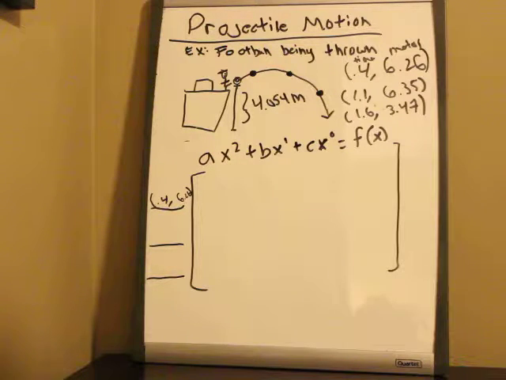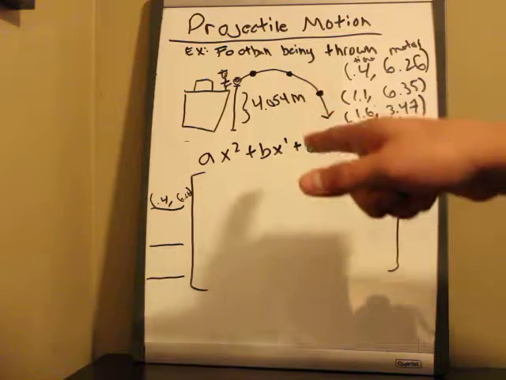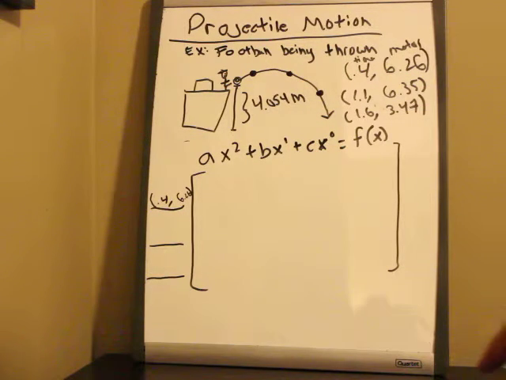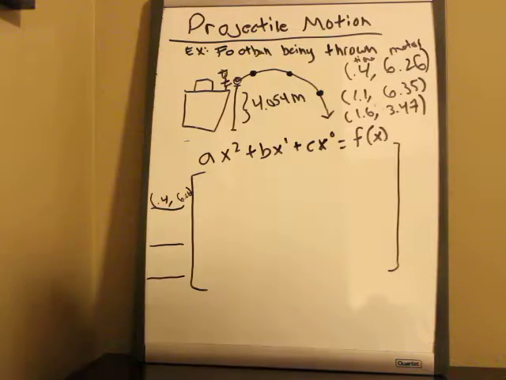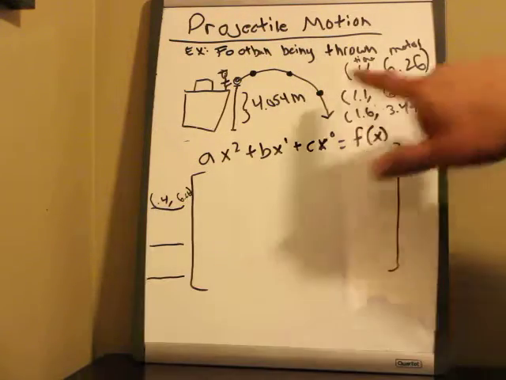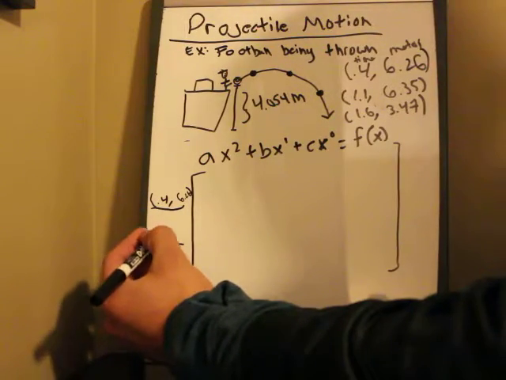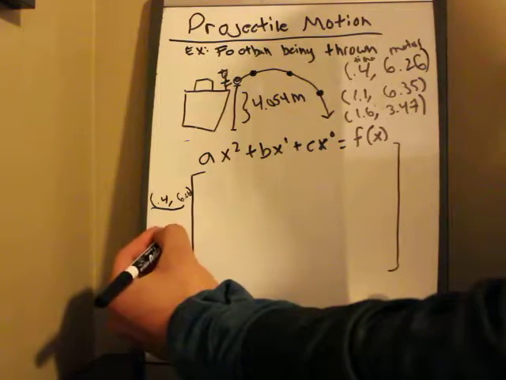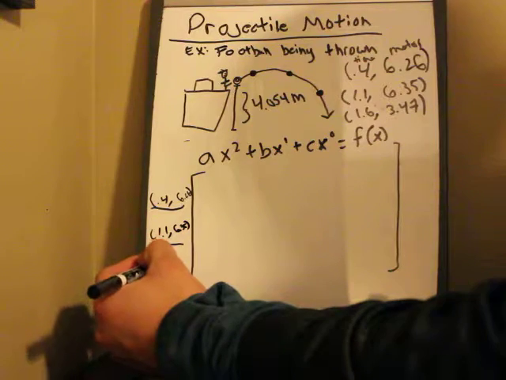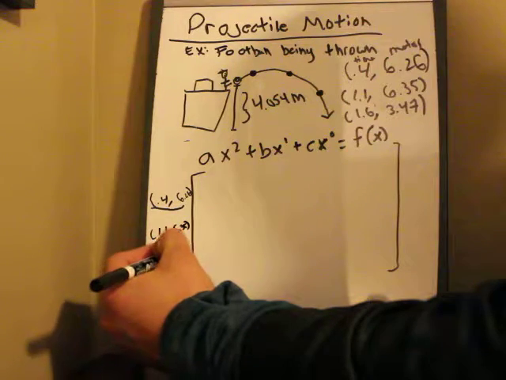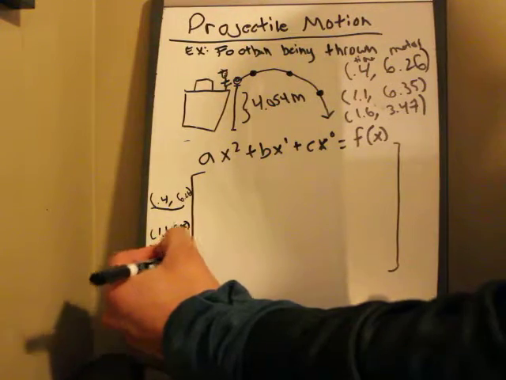Now, it might be very important for you to look at the video I posted on this actual demonstration where I kicked it off the rooftop and put the points down, if it helps you understand where that's coming from. So we put our points here. I put the first point here, which is the one with the 0.4. This one is going to be 1.1, and then 6.35, and then we have 1.6, and this is going to be 3.47.